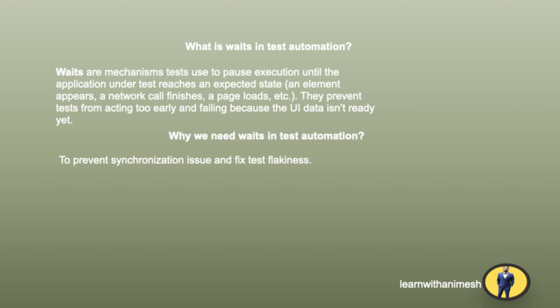So in order to avoid those kinds of synchronization issues and flaky tests, we need waits in test automation so that your script runs as expected. And every test automation framework like Selenium, Playwright, Cypress has a different mechanism to handle different types of waits. There are some kinds of inefficient waits and there are efficient waits. We'll learn all of those waits and how to handle them in Playwright.